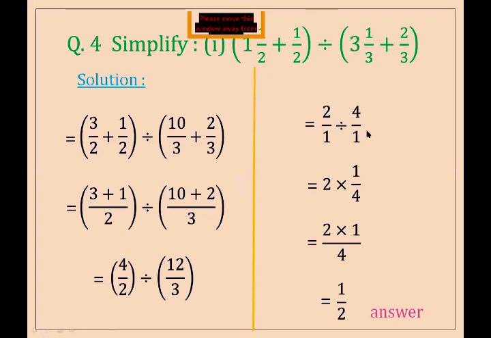Now students, according to the BODMAS rule, first we have to solve the brackets. Then if there is Of, then we solve this divide. This divide is converted into multiply. How?